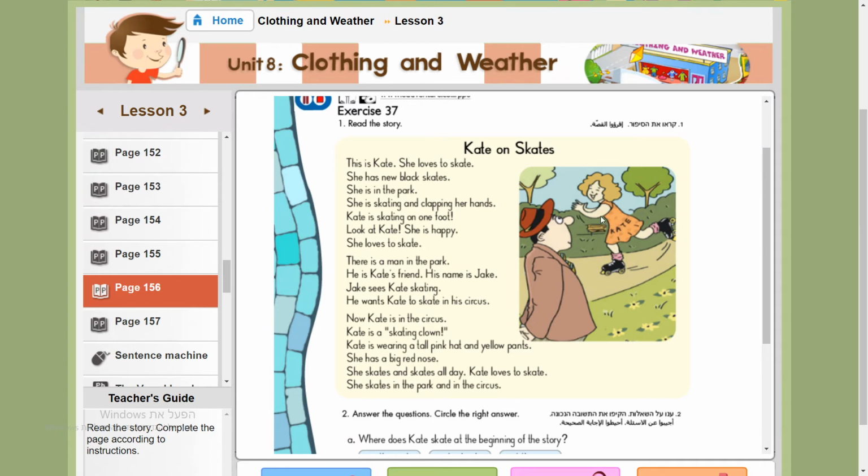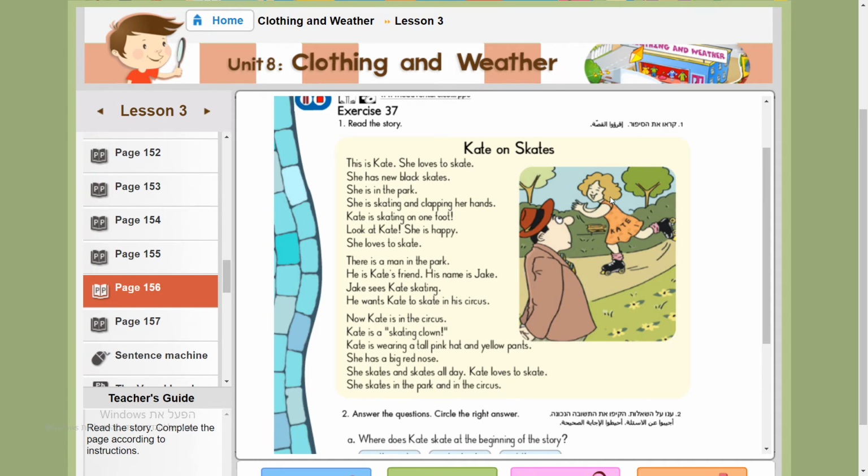So, this is Kate. She loves to skate. She has new black skates. Can you see them in the picture? She is in the park. She is skating and clapping her hands. She's clapping her hands. Can you see it in the picture also? Kate is skating on one foot. One foot. We have 2 feet and 1 foot. Excellent, like in football. Great.